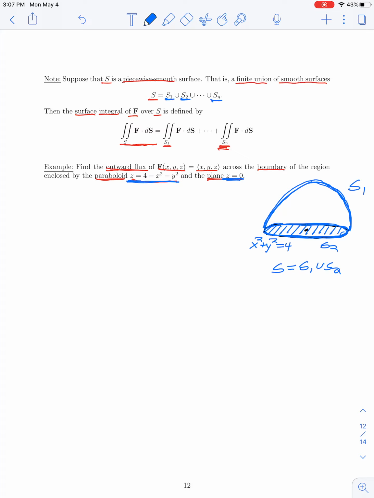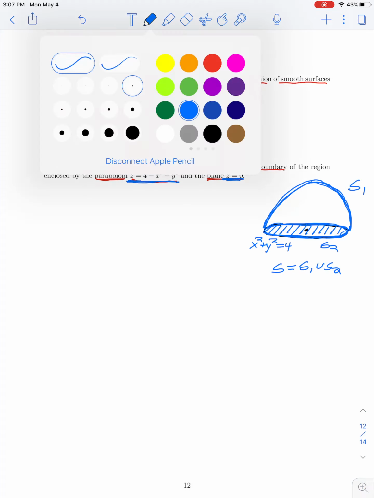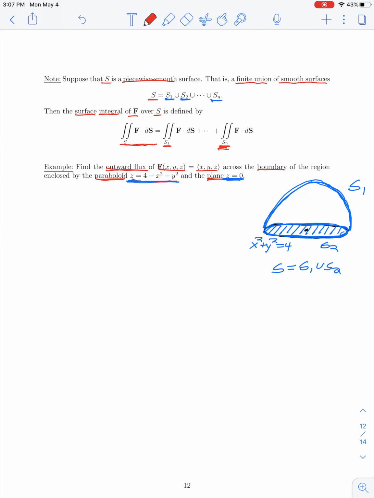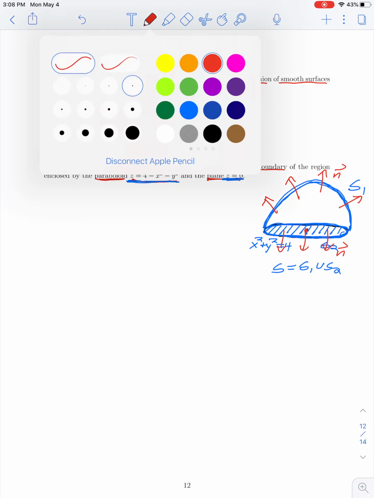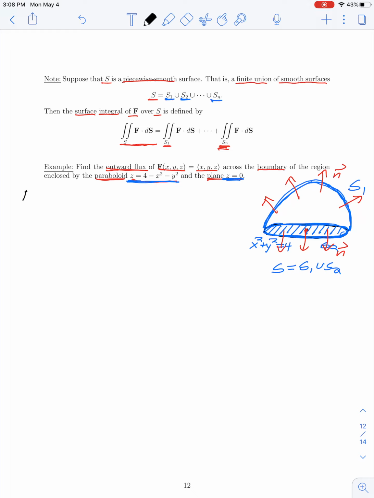So let's think about how to calculate our flux over this surface. Here we were asked for outward flux. So on S1, we are taking the upward unit normal. And on S2, if we're interested in the outward flux, we would be taking the downward or negative unit normal. So in order to calculate this flux, we have to compute the flux over each part of this surface, S1 and S2, and then take the sum. So let's start with S1.